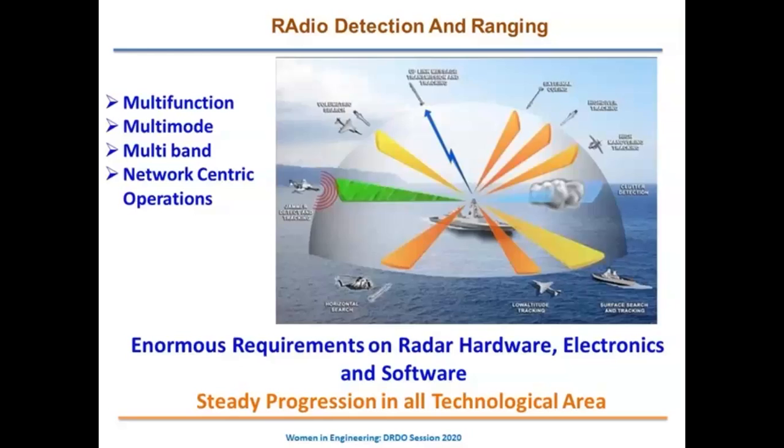Now most of our radars are spread across the length and breadth of the country, so all the radars have to work in unison, and that's why network-centric operation of all the radars is a requirement. As technology advances, there is an enormous requirement for radar hardware, electronics, as well as software. Antenna is one area where a lot of research is going on: how to make a compact antenna, how to make an antenna efficiently, especially for arrays and large arrays, more than 10 meters in size.